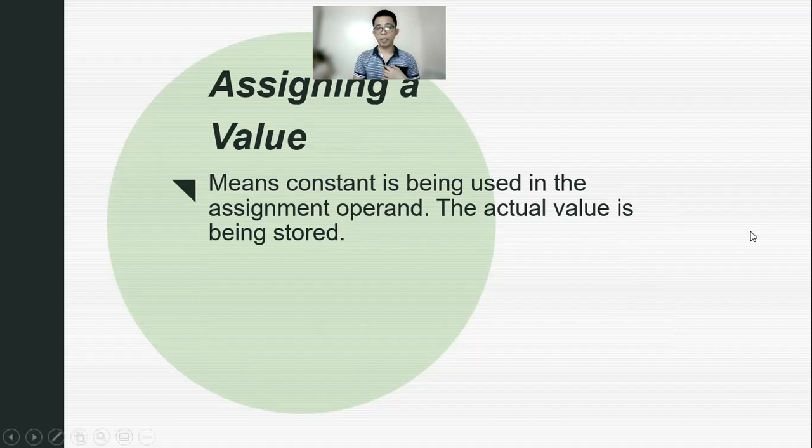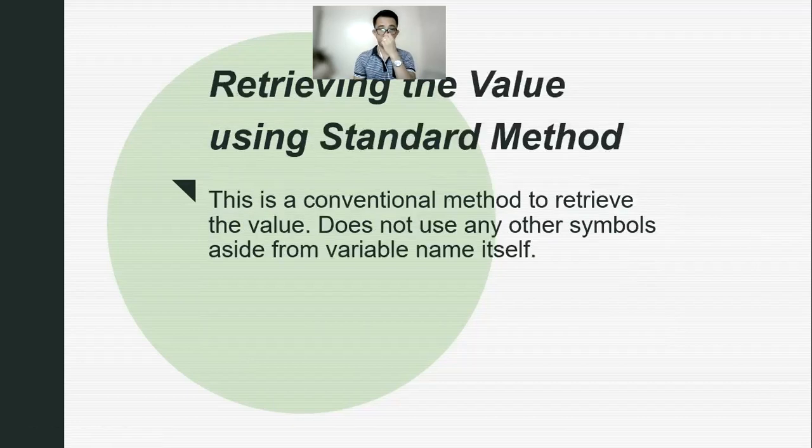Okay, next we have retrieving the value using the standard method. This is the conventional method to retrieve the value. It does not use any other symbols aside from the variable name itself. In this case, the variable returns a copy of the value it currently holds in its allocated memory, and no data is returned during the retrieval.